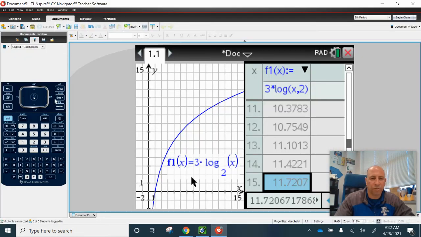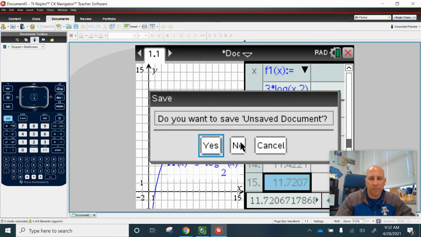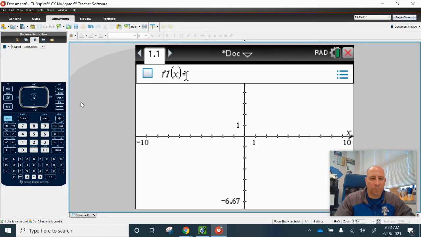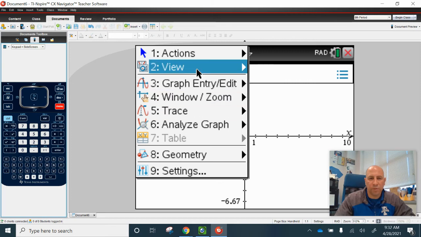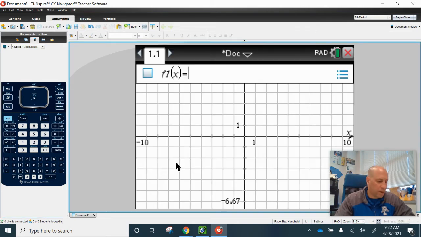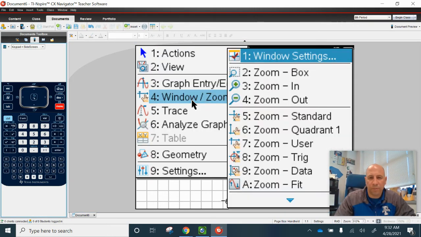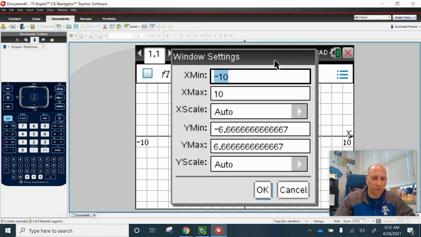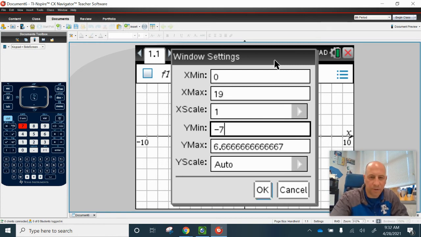Let's go to our calculator. So we're going to go to On, New Document, No, Add Graph, Menu, View, Grid, Line Grid, and we want to adjust the window. So we're going to go to Menu, Window Zoom, Window Settings, and you can see from your paper the x-min is 0, the x-max is 19, counting by ones, the y-min is -7, the max is 10, and we're counting by ones.